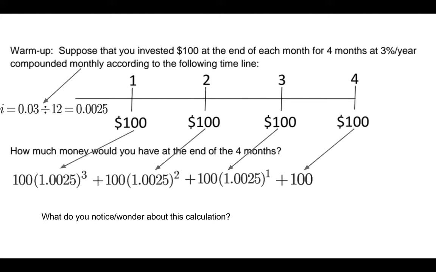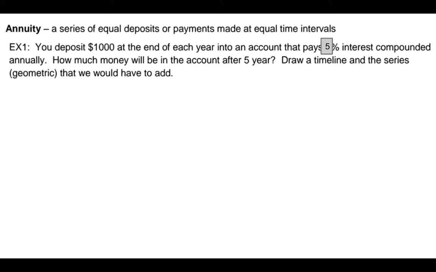And then ask yourself, what do you notice about that calculation versus Unit 5, where we talked about geometric series? So an annuity is a series of equal deposits or payments made at equal time intervals, so at the end of every month or something like that. An ordinary annuity is when the payments are at the end of every period, and a simple annuity is when the payments coincide with the compounding rate. That won't always happen, but in this course, those are the ones we study, where you have something like compounded monthly and then monthly payments.